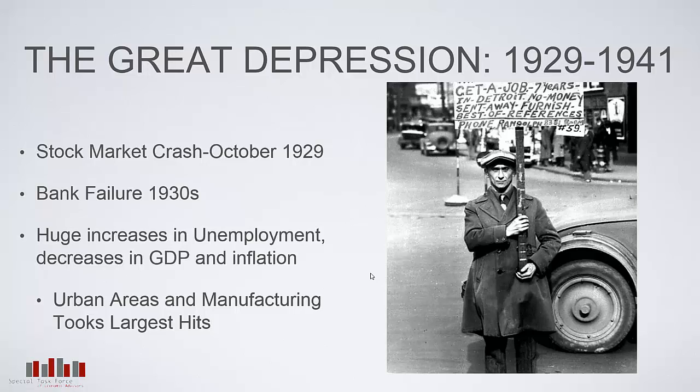We saw bank failures in the early 1930s. That was also devastating. People lost money because the banks had been investing and they had no money to give back. We saw huge increases in unemployment and decreases in the GDP and inflation. Our urban areas in manufacturing took the largest hits during the Great Depression. We're talking about a manufacturing city like Detroit, South Bend, even Chicago. We're seeing rates of unemployment of 25% or greater during this period.